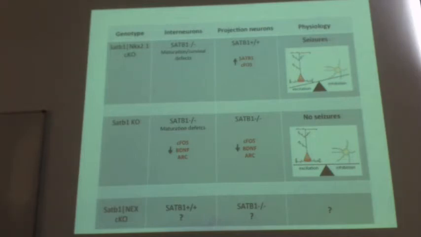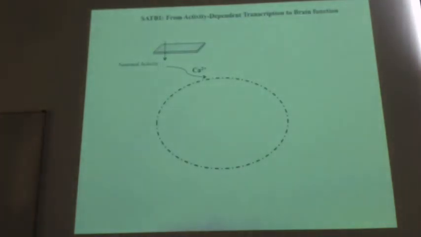Okay. So I just want to finish with a working model that we have about the role of SADP1 and its importance in brain function. We think that SADP1 is an activity-dependent gene. So upon neuronal activity, you have calcium waves, the influx of calcium in the neuron, and this triggers signaling cascades that are important for the activation of new genes. These genes are activity-dependent genes, and among them is SADP1.